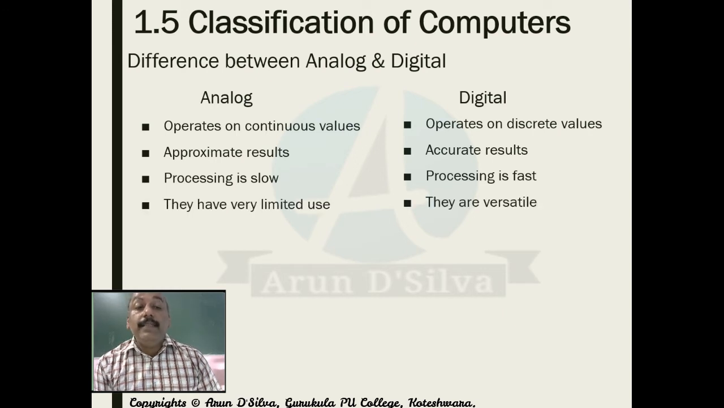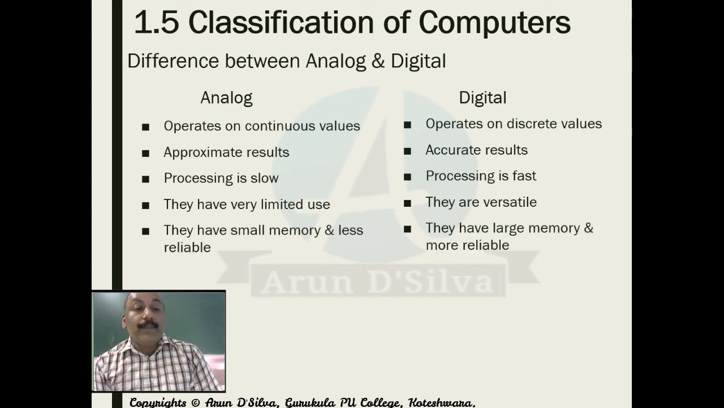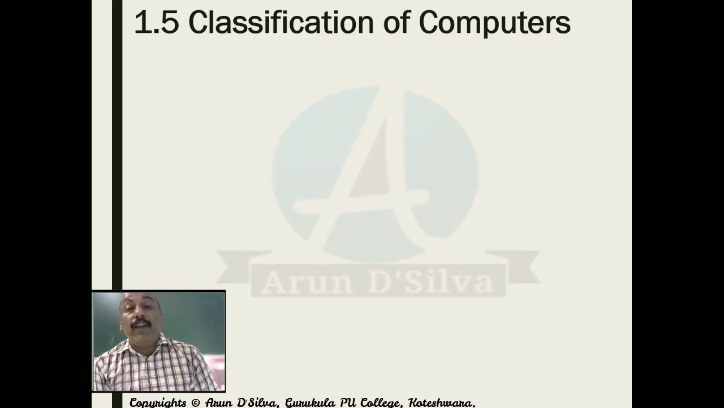Analog has limited usage, whereas digital is versatile because everywhere it is being used. Now even a small kid uses digital computers. The next one: analog computers have small memory and are less reliable, whereas digital has large memory and is more reliable. So these are the differences between analog computers and digital computers.